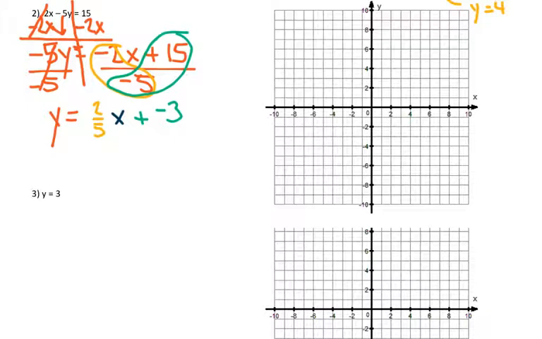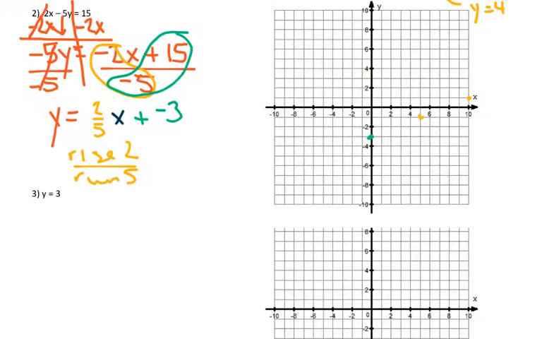So if I plot my y-intercept first, I'm going to plot negative 3 on the y-axis. And my slope is 2 over 5. So that tells me I'm going to rise 2 and I'm going to run 5. So from my y-intercept, I'm going to go up 2 and right 5. Do it again, up 2, right 5.